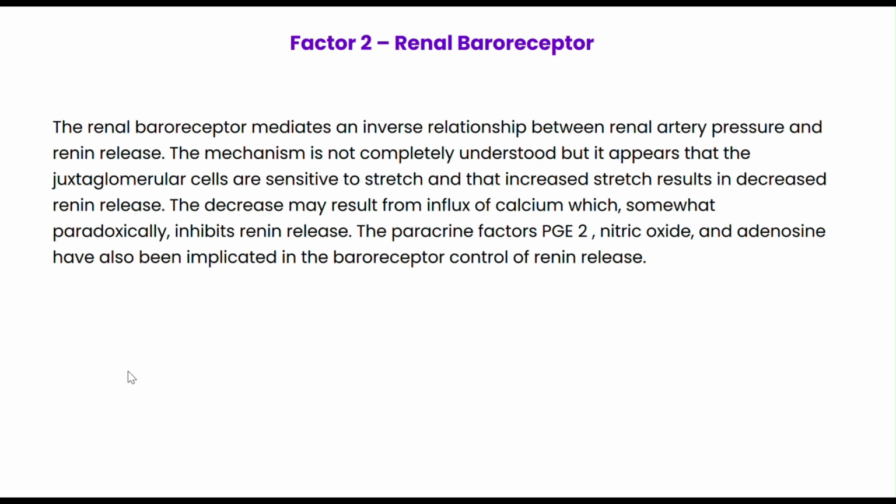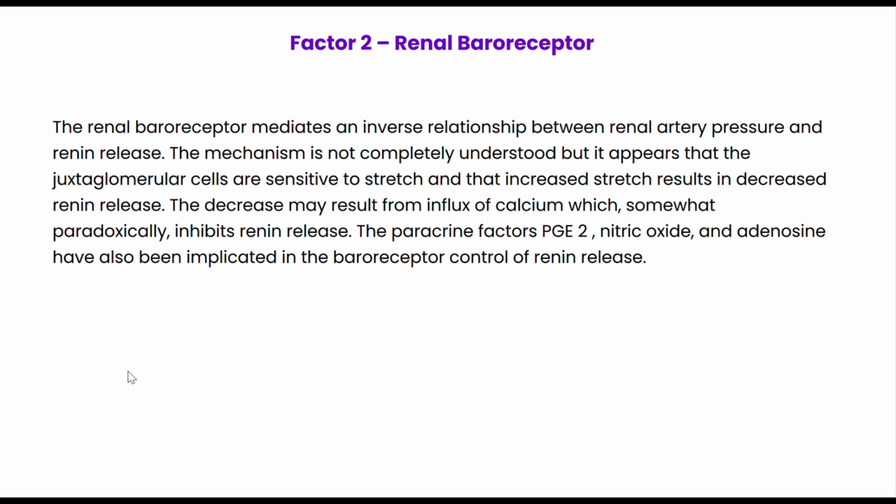Now, the renal baroreceptors. Renal baroreceptors detect changes in the renal artery pressure. This mechanism works inversely. If there is high pressure, renin release decreases, and if there is low pressure, renin release increases. Now the question is why? When the blood pressure increases, it stretches the juxtaglomerular cells. This stretch causes calcium ions to enter the cells. Paradoxically, higher calcium levels inhibit renin release.